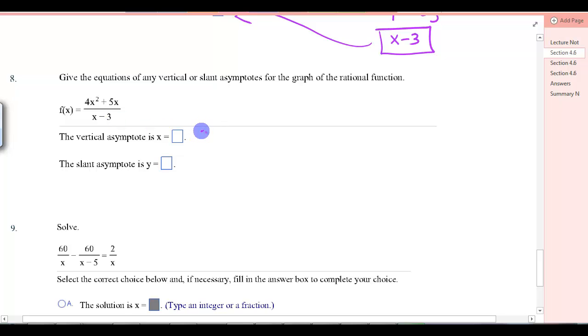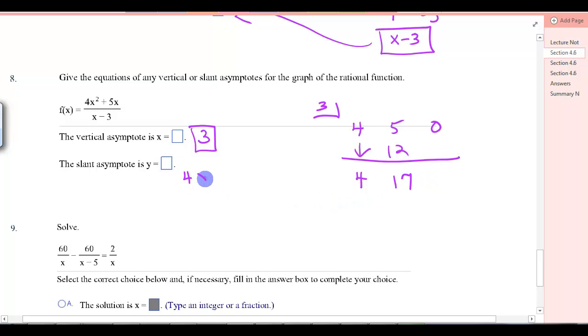Vertical asymptote is x equals 3. Let's do the slant division part. So we've got 4, 5, 0, dividing by a +3, 4, 12, 17. We can stop, and so we've got 4x plus 17. Okay?